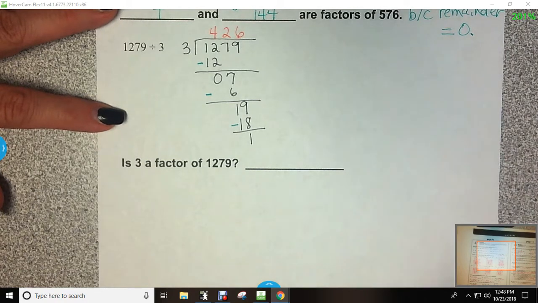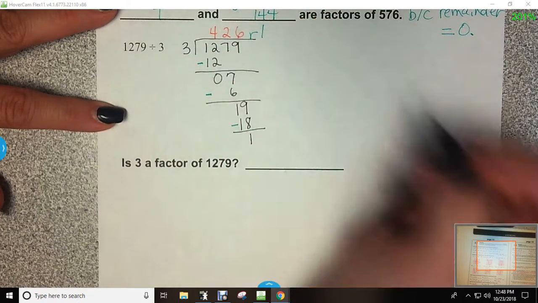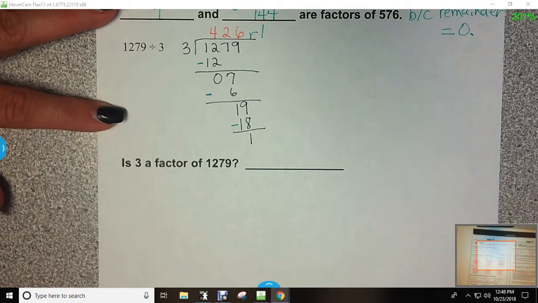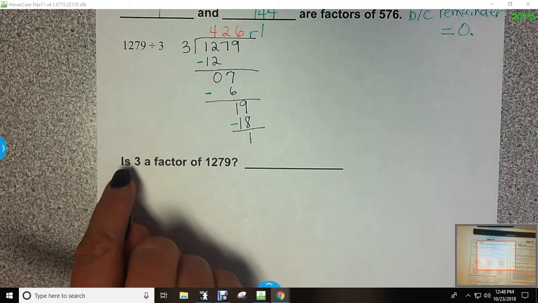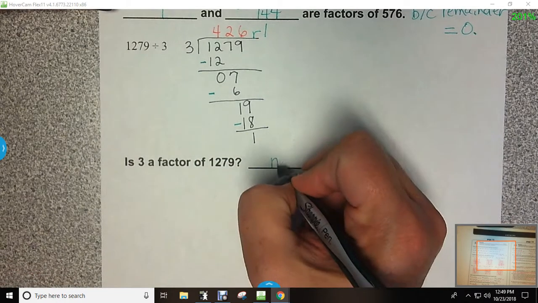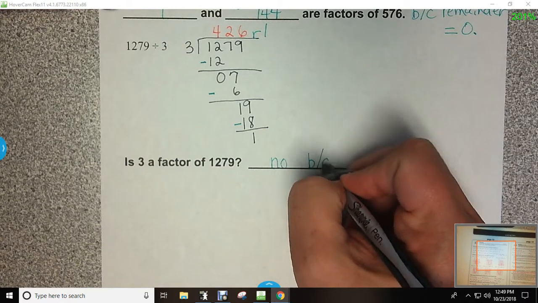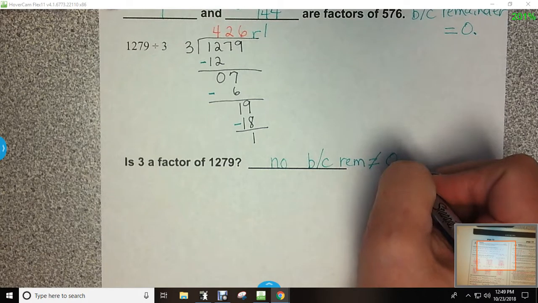So, do you remember the good old days before you learned about decimals? Fraction. And you would put a little R1, remainder 1. That's all we're doing here. So, the question that we really want to answer here, though, is 3 a factor of 1,279? No. How do you know? Because the remainder does not equal 0. Okay.